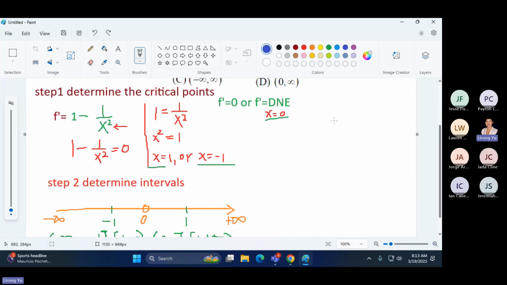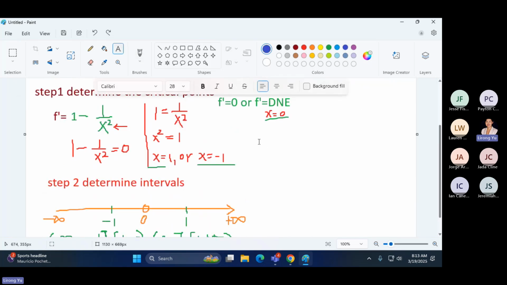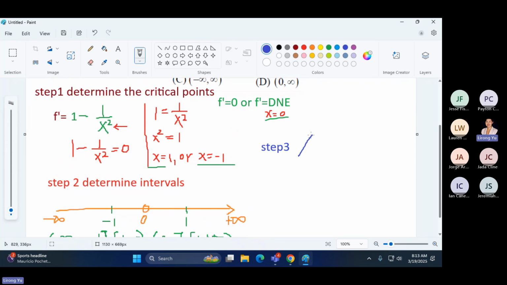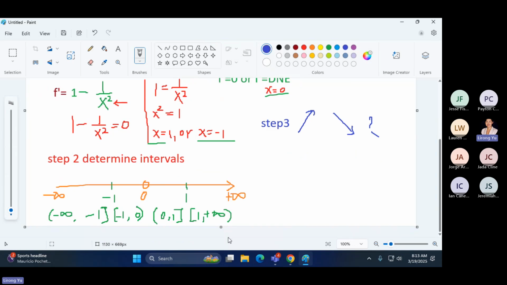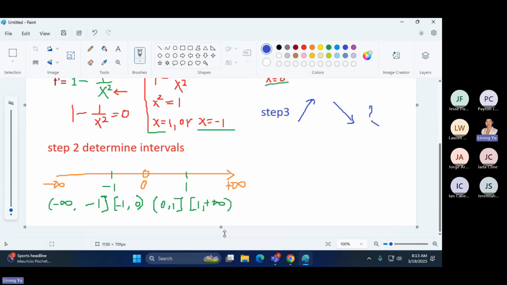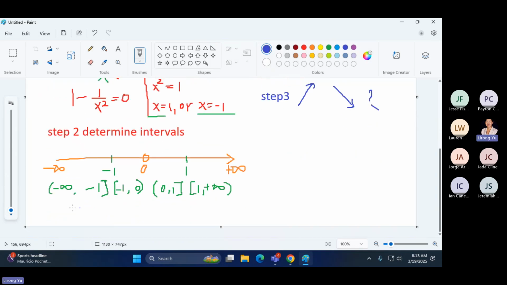Let's move on to step 3. In step 3, we're going to try to determine increasing or decreasing. We want to know, for every interval, whether the function is increasing or decreasing. So we have to do that for every interval. Start with the first interval. Try to label them. I guess I should write step 3 down here.